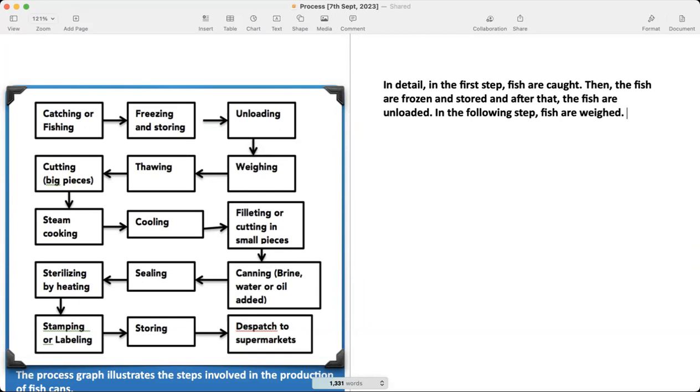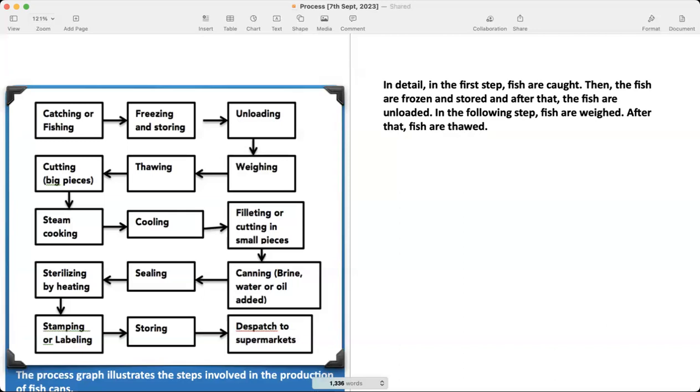Fish, after that, the fish are thawed. Next. After that, the fish are cut into big pieces. Yes, cut into big pieces.